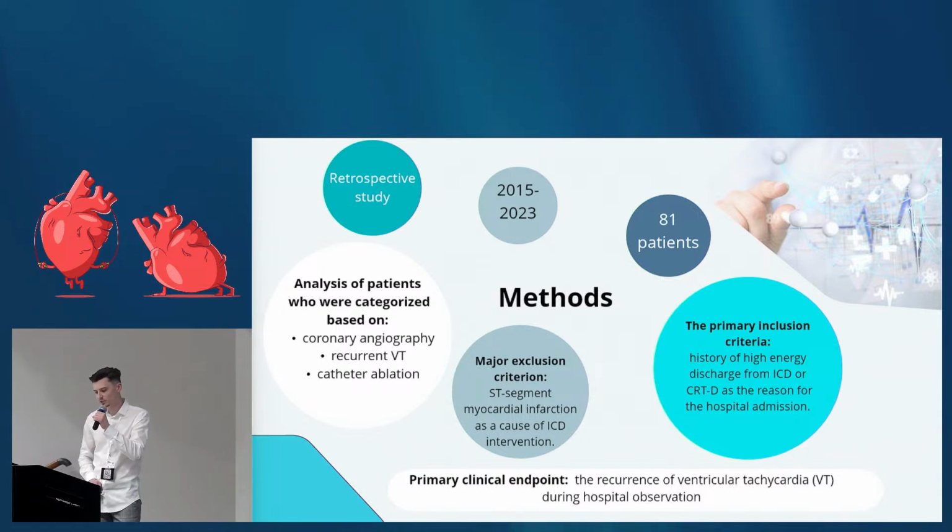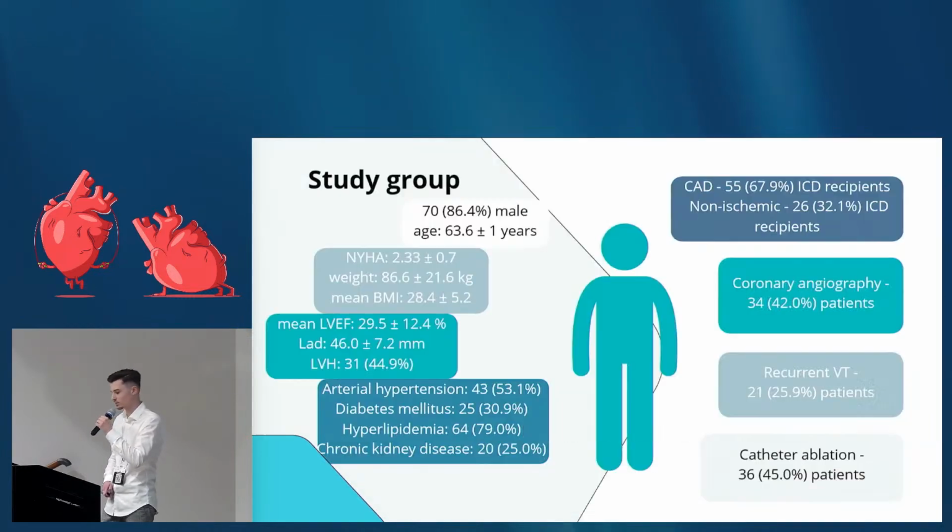We divided the selection of 81 patients into several groups based on whether they underwent coronary angiography or not, had the recurrent VT during hospitalization or not, or underwent catheter ablation due to VT or not. Afterwards, we compared the mentioned groups in the final analysis. Our primary clinical endpoint was the recurrence of ventricular tachycardia during hospital observation.